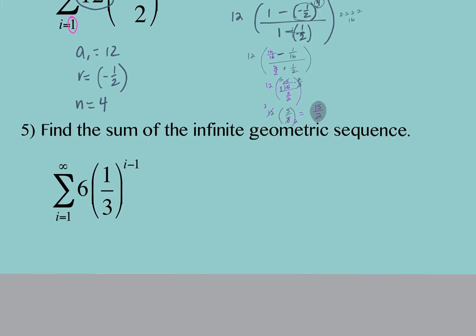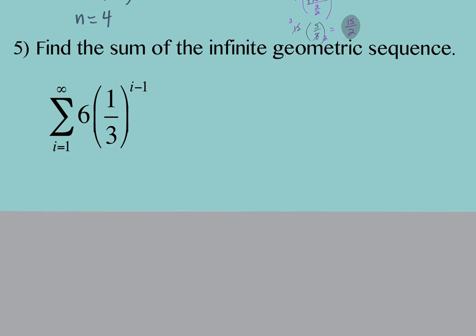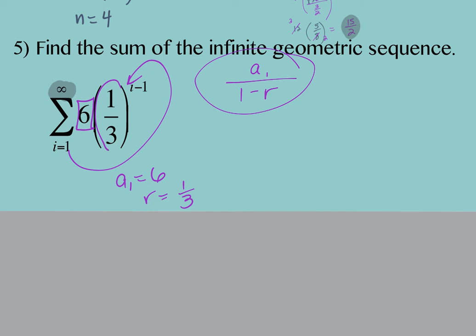All right, number 5, find the sum of the infinite geometric sequence. So I know it's infinite because it says it, but also because that top is infinity. These should be easy to spot. So this would be a1 over 1 minus r. a1 is what's not being raised to the power, because this would be plugged in here. That would make that 0 and go away. So a1 is 6, and r is 1/3. The only reason we can do this is because what's being raised to the power, that r, is between 0 and 1. So then I plug it in, 6 over 1 minus 1/3. This becomes 3/3. 6 over 2/3. Keep, change, flip it. 2 goes into 6 3 times. 3 times 3 is 9.